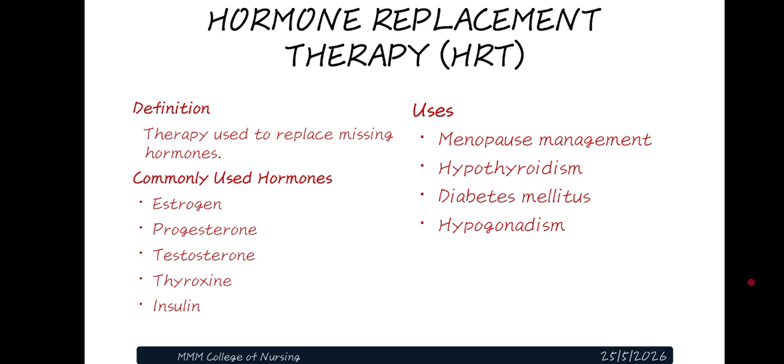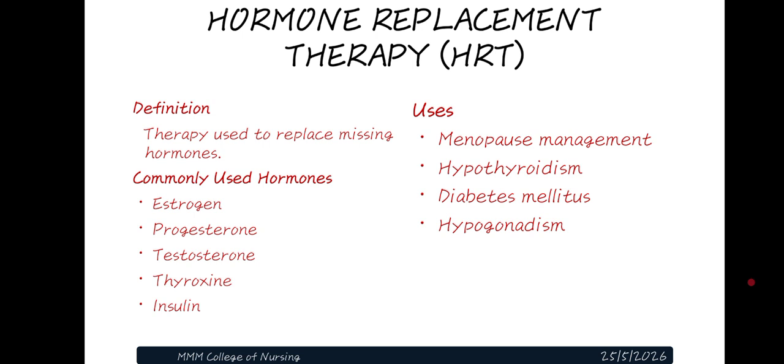Coming to hormone replacement therapy, that is HRT. The definition is therapy used to replace the missing hormones. Commonly used hormones are estrogen, progesterone, testosterone, thyroxine and insulin. The uses are menopause management, hypothyroidism, diabetes mellitus and hypogonadism.